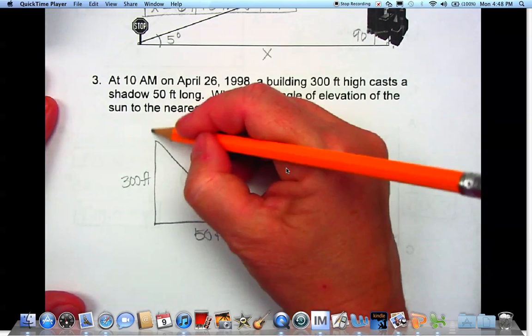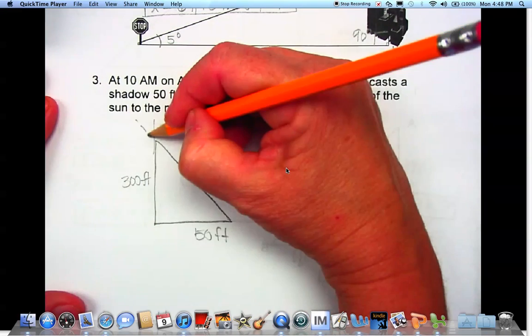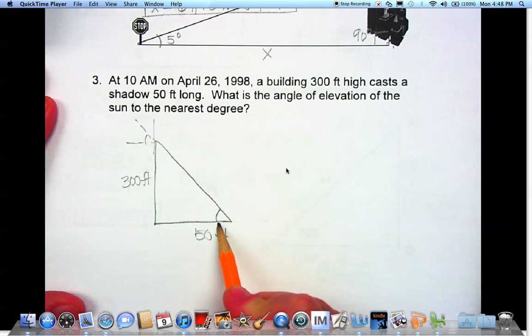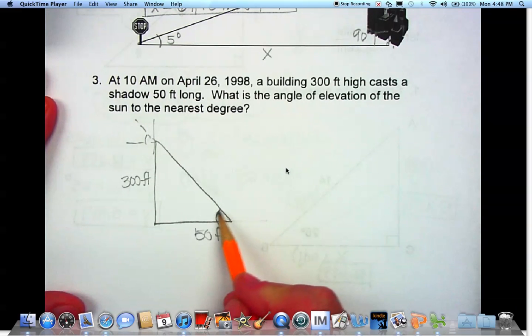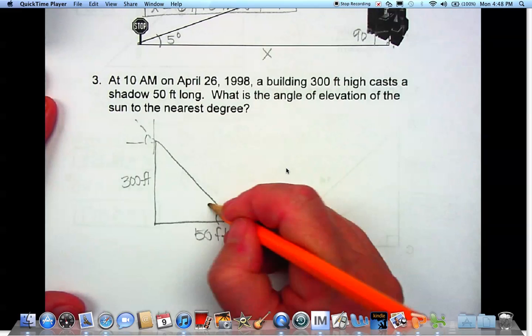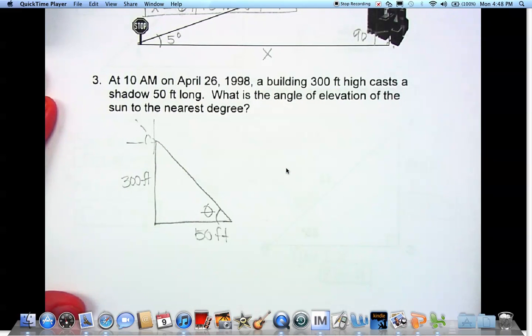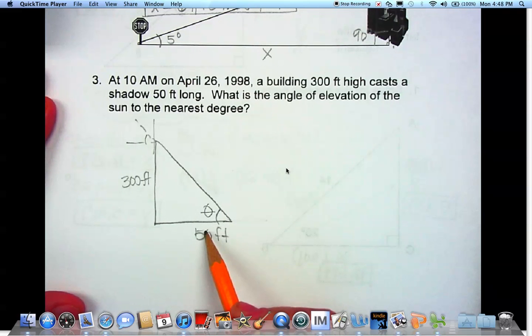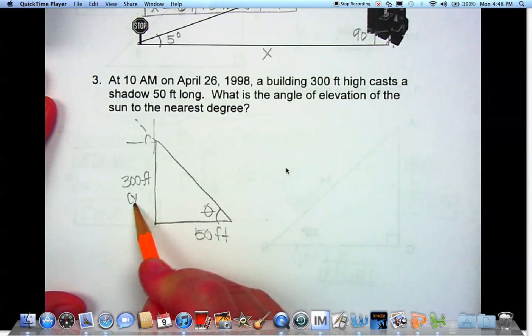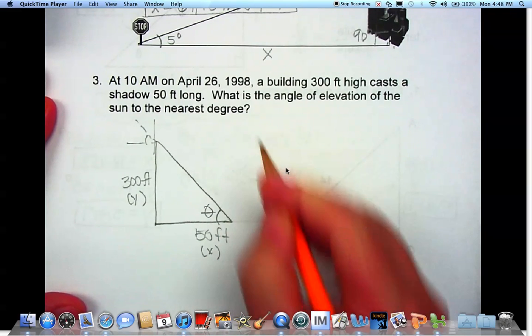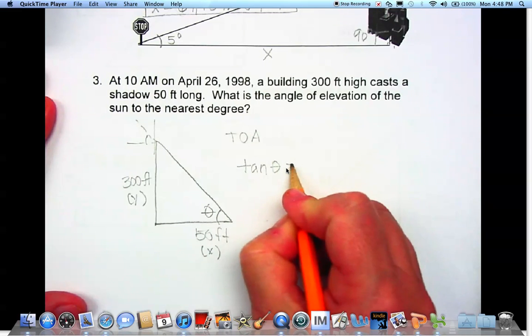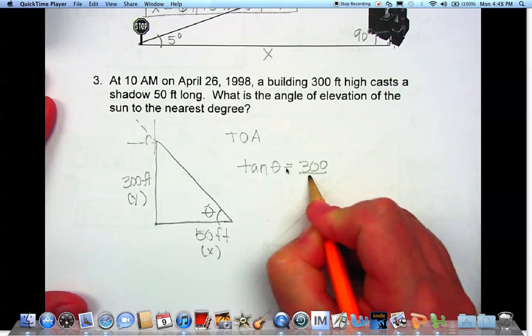Okay, so the angle of elevation would be this one, which is the same thing as this one. Okay, so we're still trying to find this angle. It's pretty much always this angle that you're trying to find. And we're going to call it theta. Okay, and we have the opposite side over the adjacent side, or we have y over x. Either way, that is tangent. So the tangent of theta equals 300 over 50.